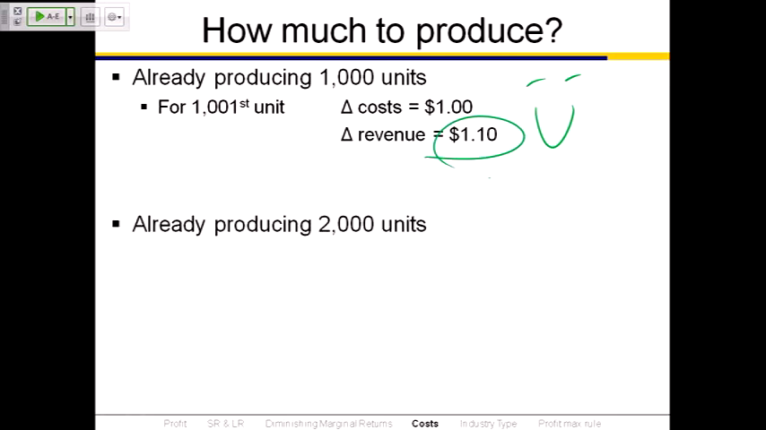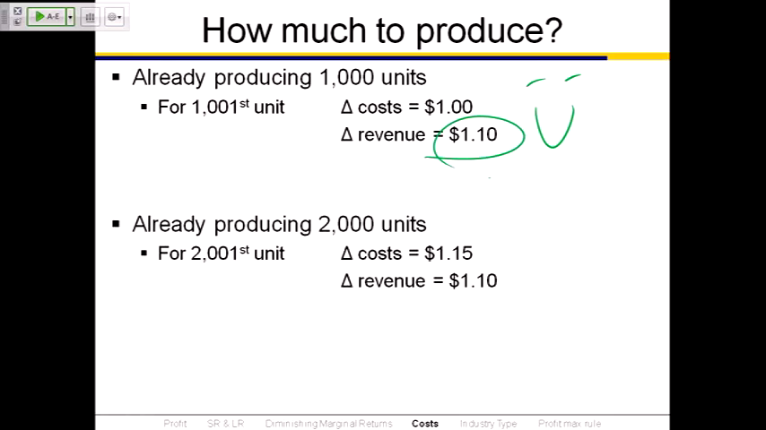Suppose instead you're already producing 2,000 units, and you figure that to produce a 2,001st unit, your costs would go up by $1.15, your revenue again would go up by $1.10. Should you produce that 2,001st unit? Yes or no? No, because your costs are going up more than your revenue. You don't want to produce that 2,001st unit.